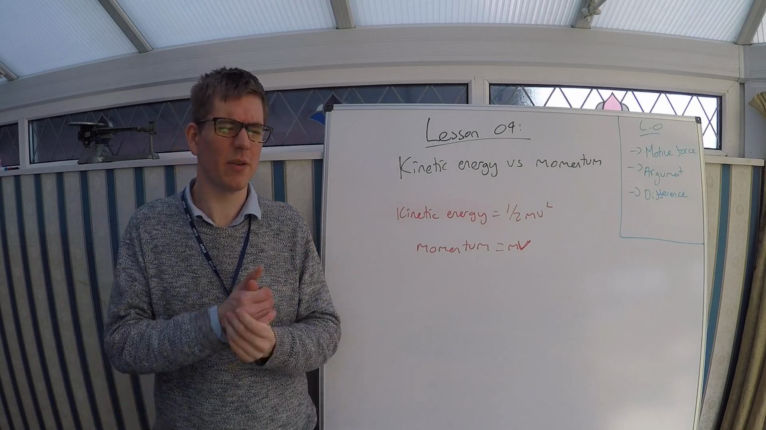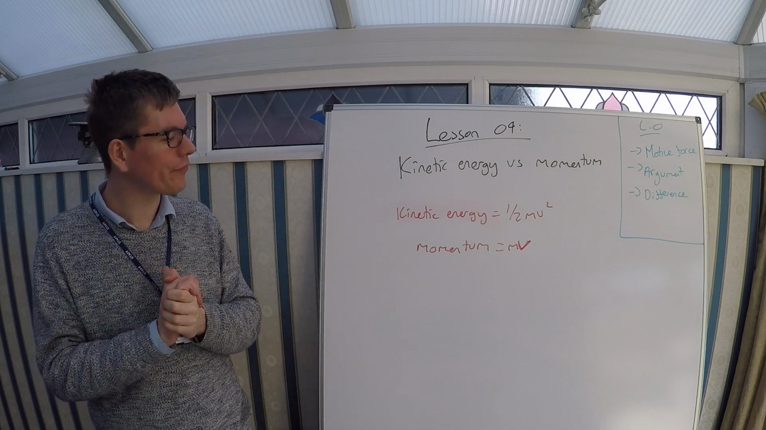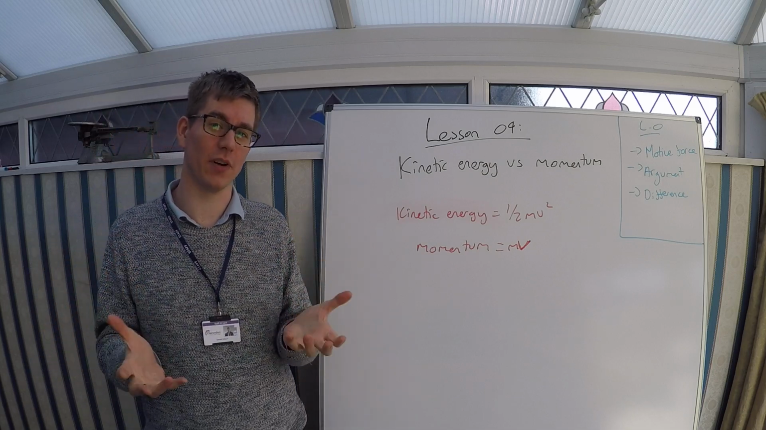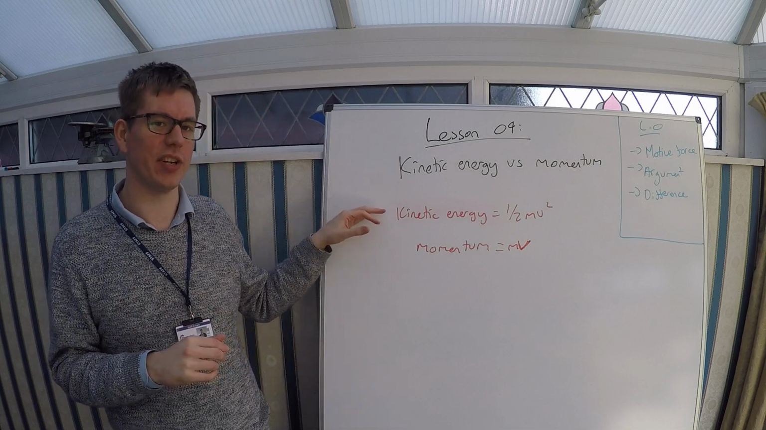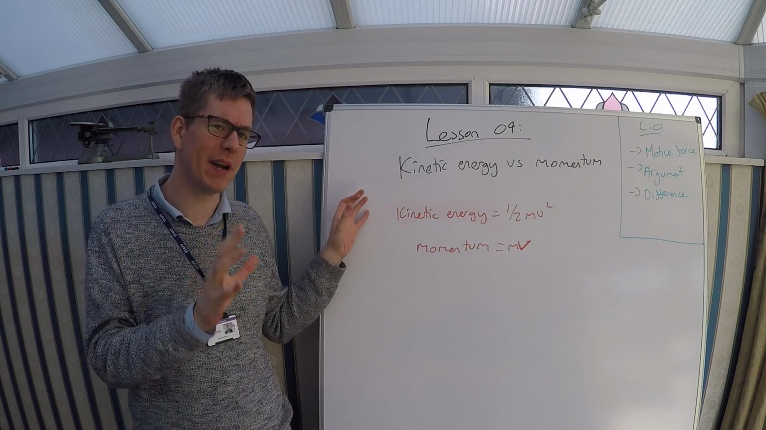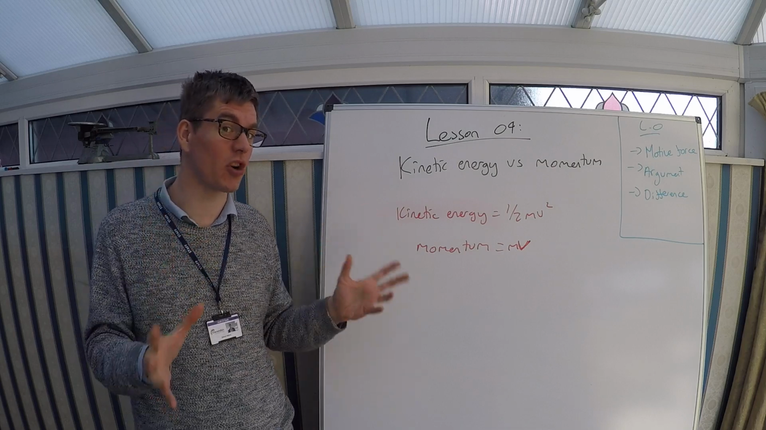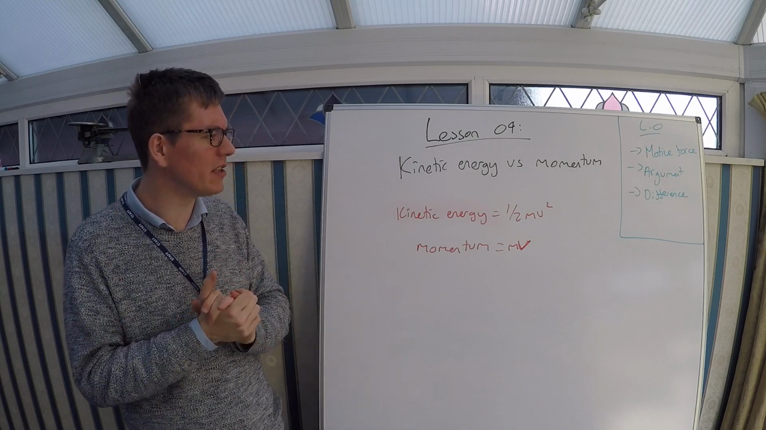Tricky one, isn't it? There are words we use all the time without really thinking about what they mean. The way I like to describe it is as follows. Kinetic energy is a measure of how much of a mess something will make of you if it hits you. Momentum is a measure of how easy something is to stop. So let's have a look at these.